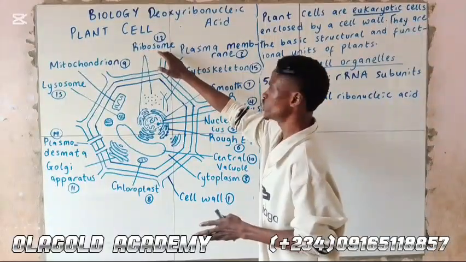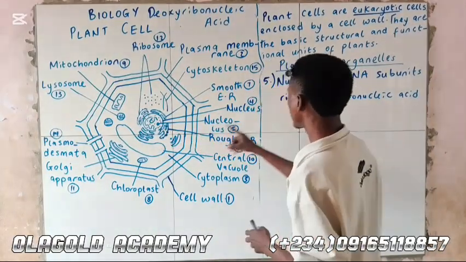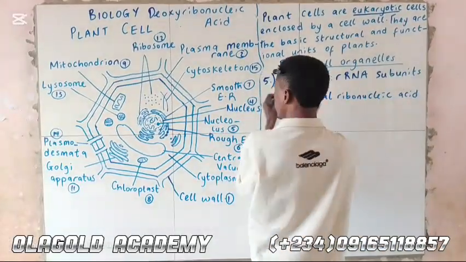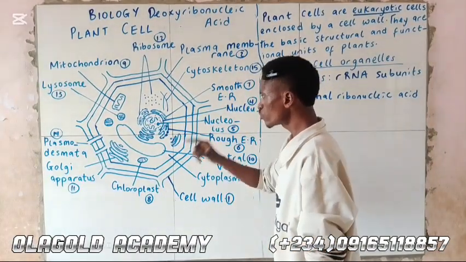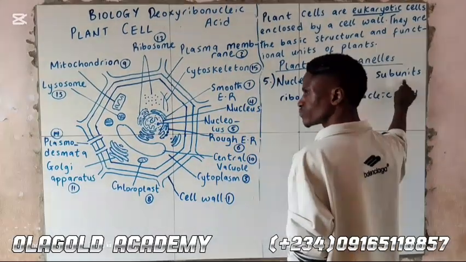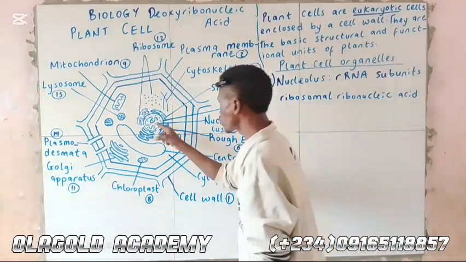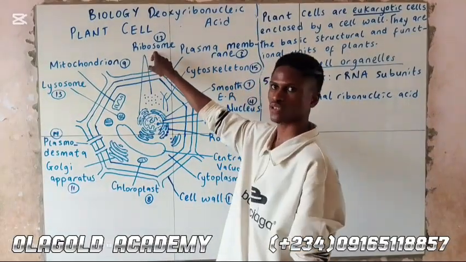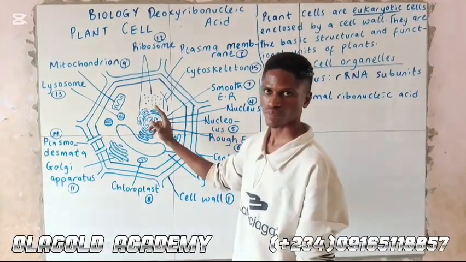So this ribosome is formed from the production of what we refer to as ribosomal ribonucleic acid subunits from the nucleolus. Please, let me re-explain. The nucleolus produces what? rRNA subunits. Now these rRNA subunits come out from the nucleus, and when they are out, they form what? Ribosome, which is an organelle in the cell.